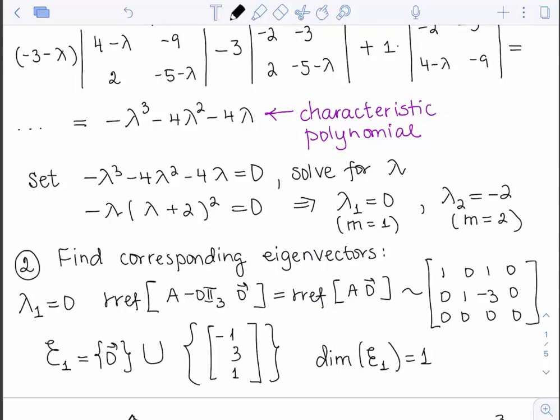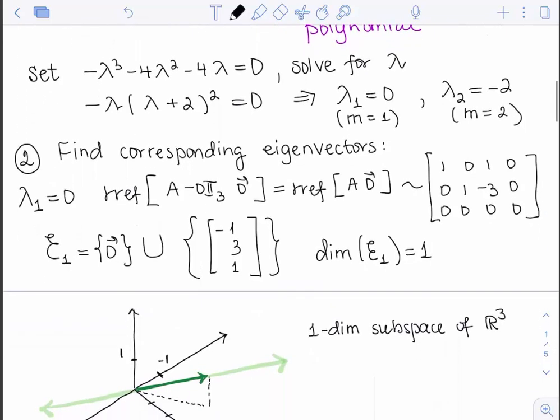So for the first one, lambda is equal to 0. We set up our augmented matrix A minus 0 times the identity. We're solving this homogeneous linear system. If you take a look at it carefully, what we're really trying to do here is just find the null space, right? Because 0 times the identity is just all zeros. So once we find the solution to this matrix equation, we're really finding the null space, which also is an eigenspace.